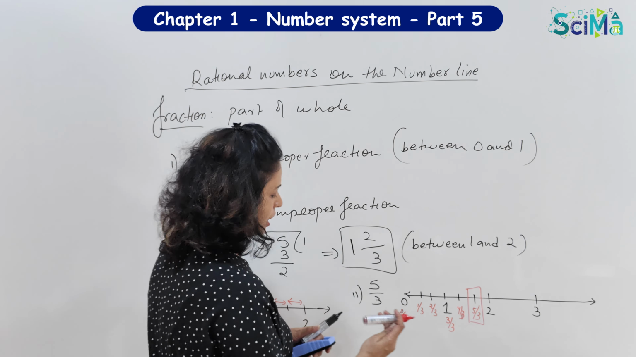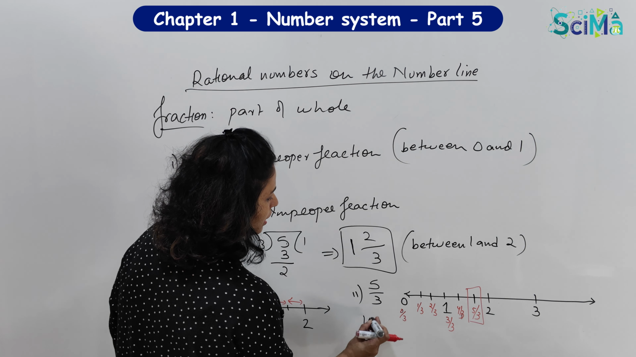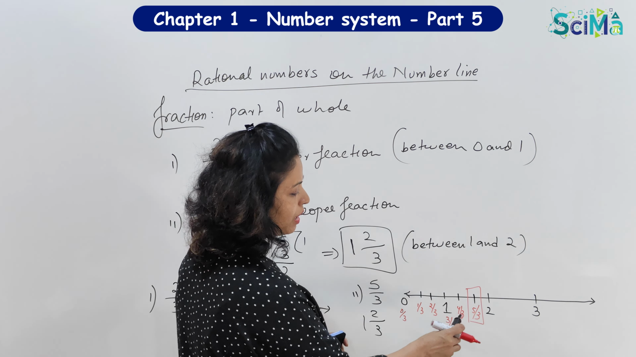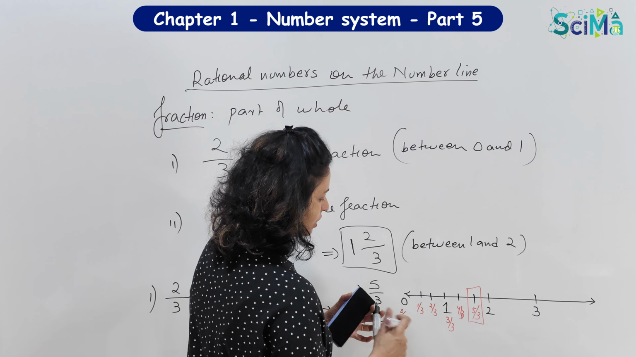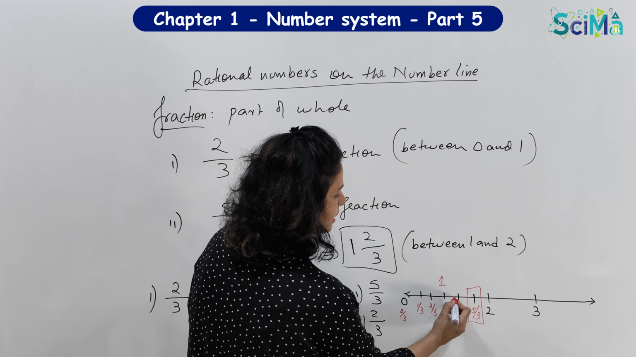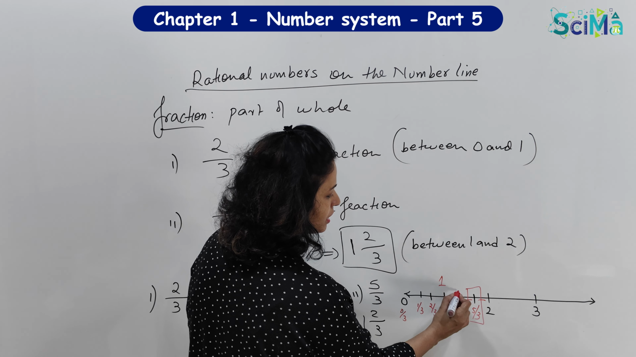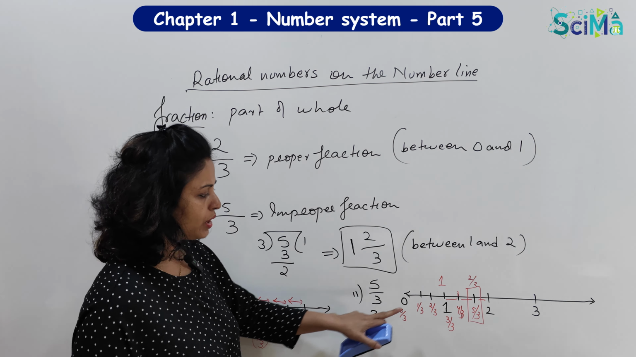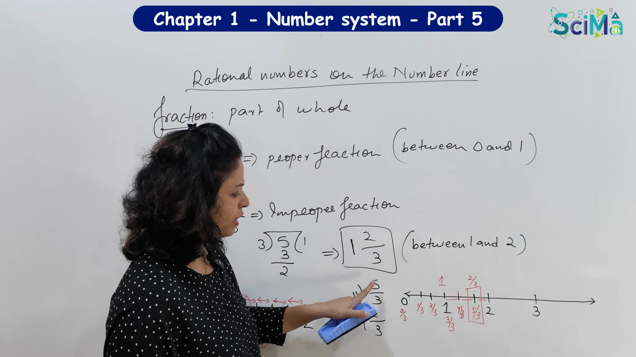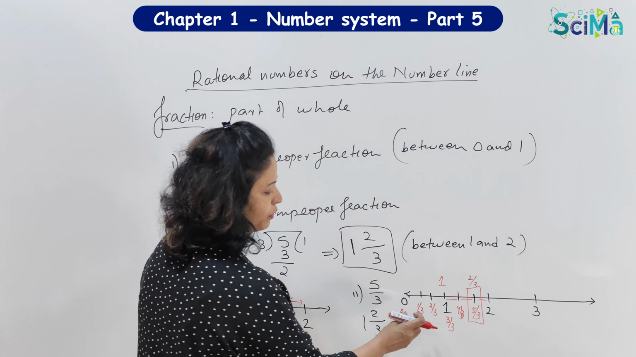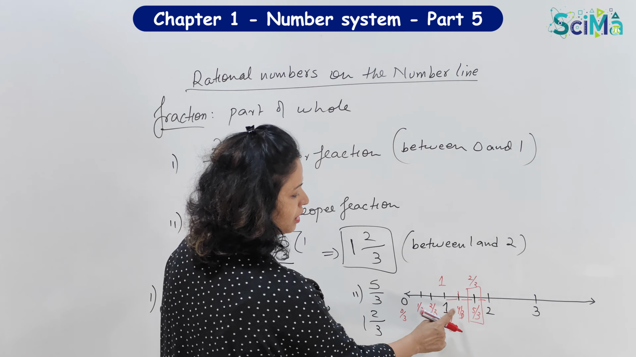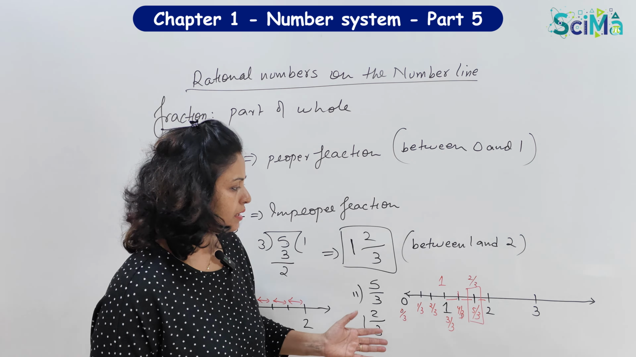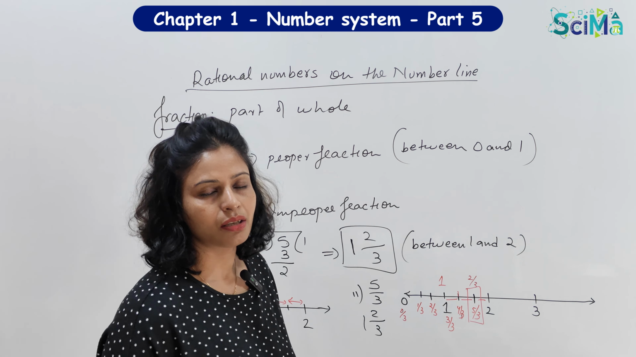That means it is more than 1. When we got the mixed fraction, see how it was? 1, 2 by 3, right? If you consider that also, you will get the same position. So this is your 1, and 1, 2, 3 parts we divided, right? This is the first part 1 by 3, this is the second part 2 by 3. If you consider this way also, you can show it on the number line as 1, 2 by 3, or directly 5 by 3 also you can show. You have to divide between 0 to 1 into 3 parts, and between 1 and 2 also into 3 parts. So both ways you can write. Whichever you feel is easy for you, you can write.